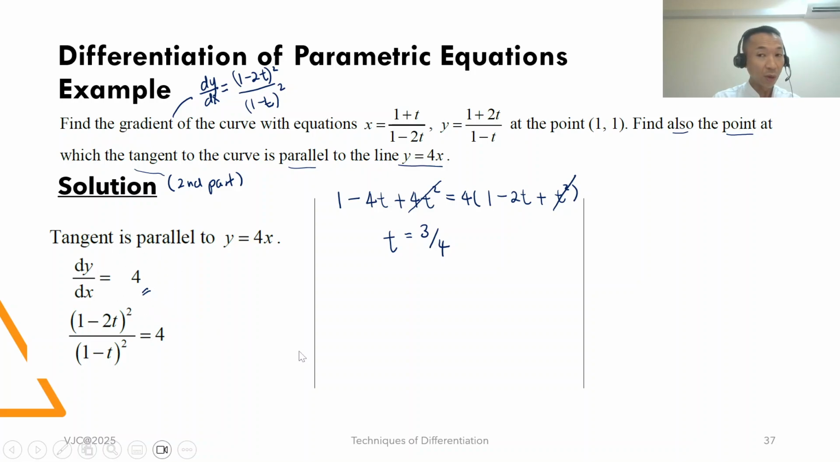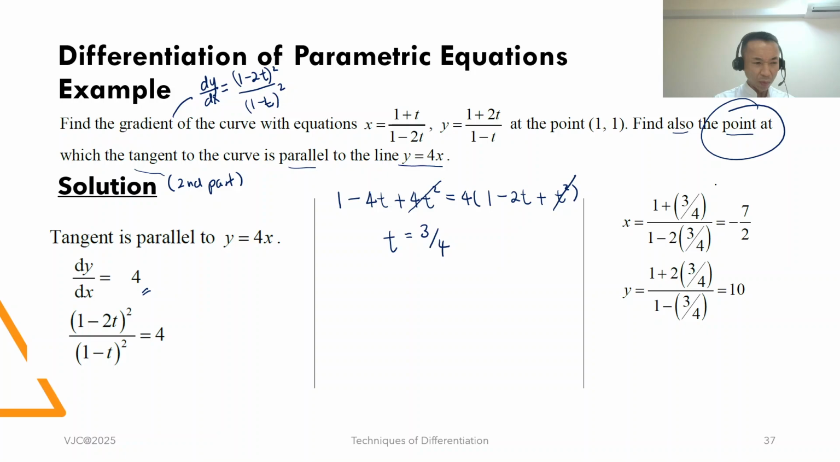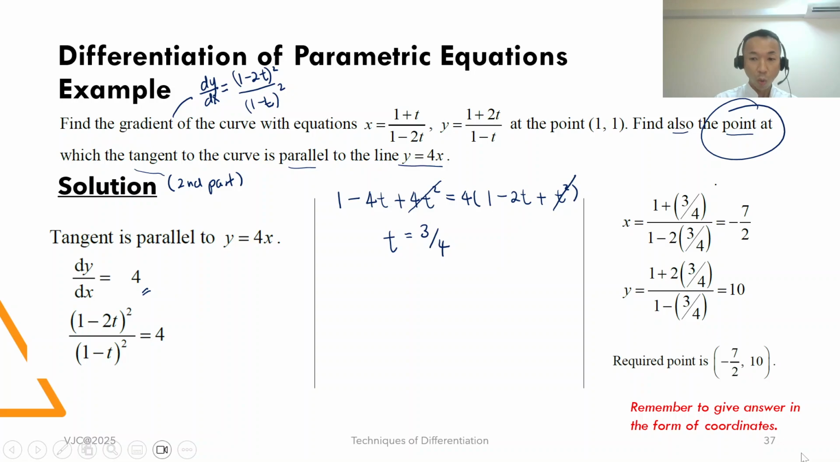But what do they want? You want to find the point. Meaning to say, I need to find the x coordinate. I substitute t equals 3/4 into here, and I get my x coordinate. I substitute t equals 3/4 into this, and I get my y coordinate. But don't stop there, because when you want to find a point, it is expressed in coordinates. So the final answer must be in terms of coordinates. Alright, that's that. Thank you.